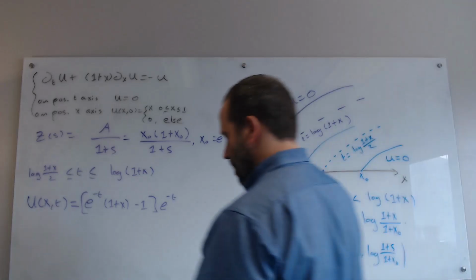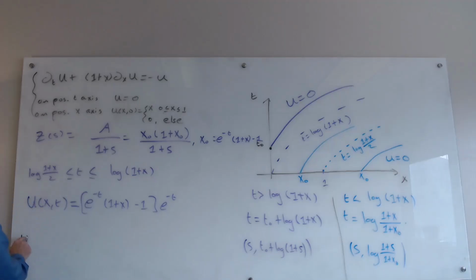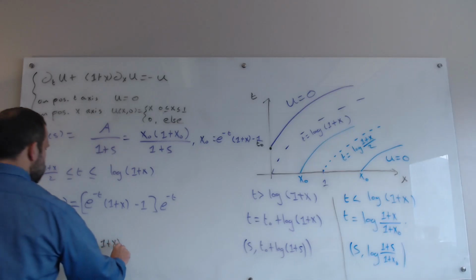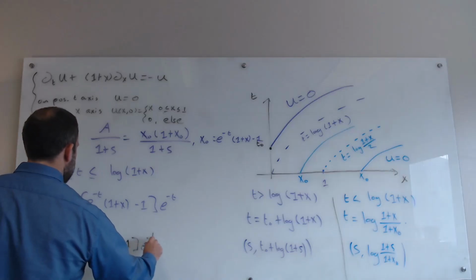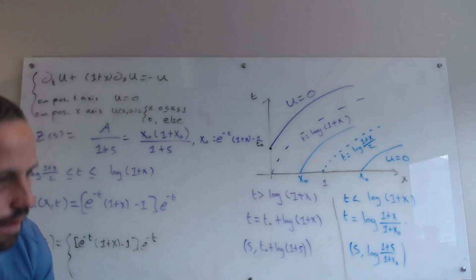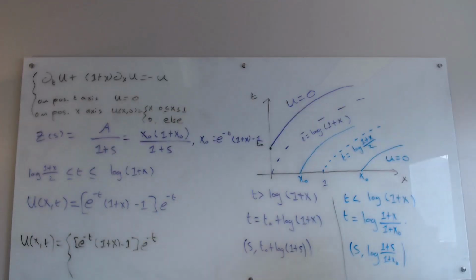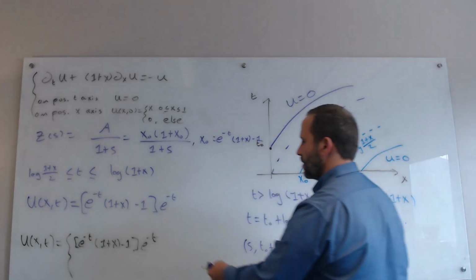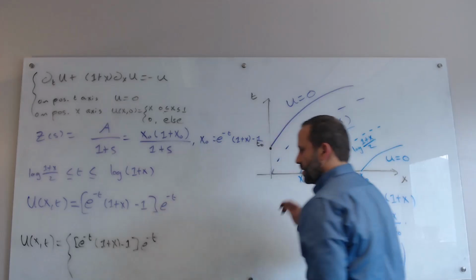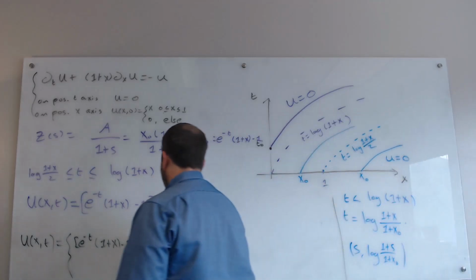So then what this tells us is u of x, t is equal to e to the minus t times 1 plus x minus 1, times e to the minus t, for x and t values satisfying that inequality. It actually turns out we can write this inequality a little bit easier, in a way that makes a little more sense and is more consistent with how we have things there.